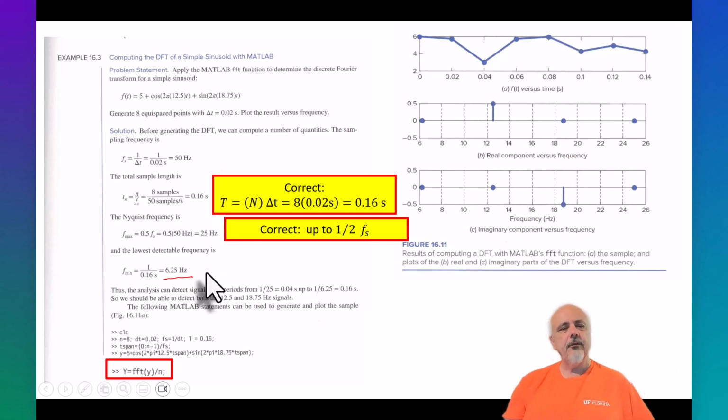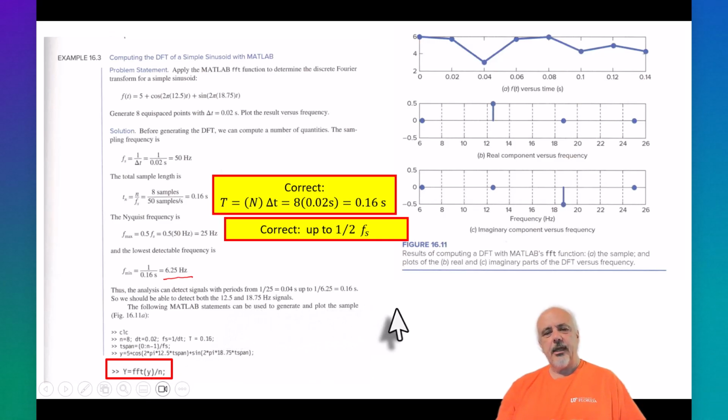And then you see here that the fundamental frequency is 6.25. The way the book sets it up, and I'm going to show you how I do it a little bit more here, is they set up the data. The raw data is y, which equals that function, and then they call it capital Y, which is the coefficient. So they call the FFT of y, and then they divide by n, the number of points.